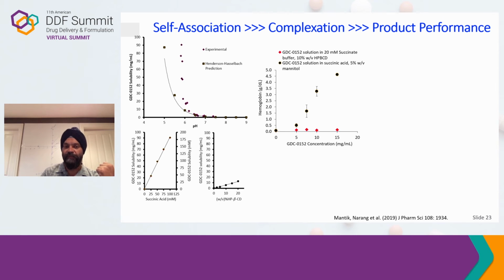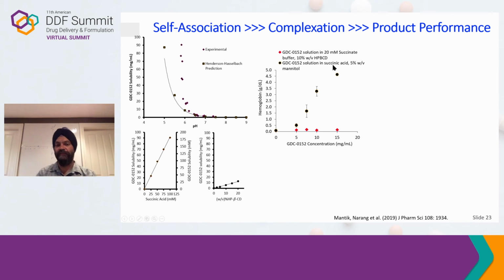Now, what happens when we take this compound and give it to rats, or you test in vitro with the RBCs? So in this case, this is an in vitro test with red blood cells, and we took a formulation that has succinic acid and cyclodextrin, that's shown in red diamonds, or the black circles that are showing a formulation that has succinic acid, but that does not have cyclodextrin. It has mannitol instead to maintain isotonicity.